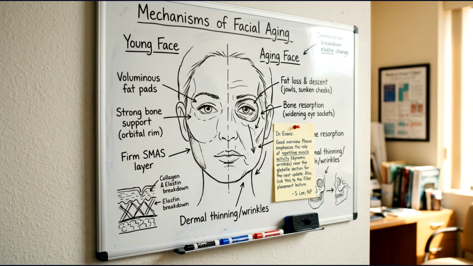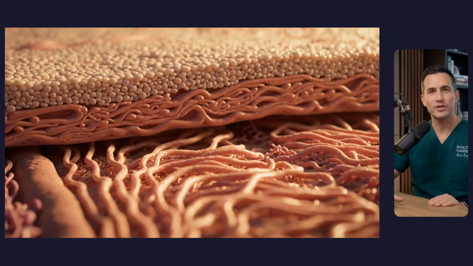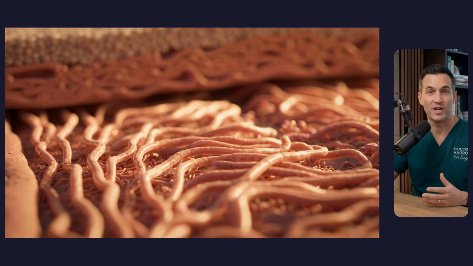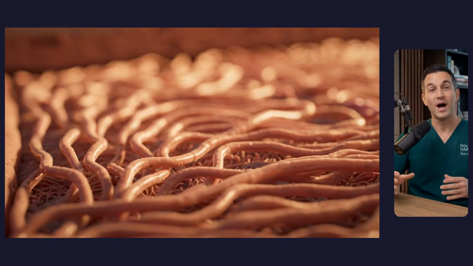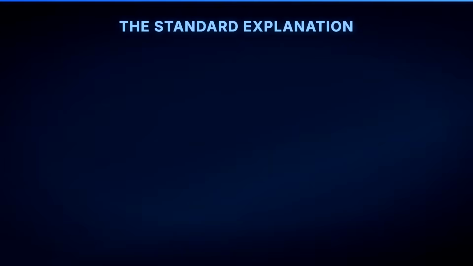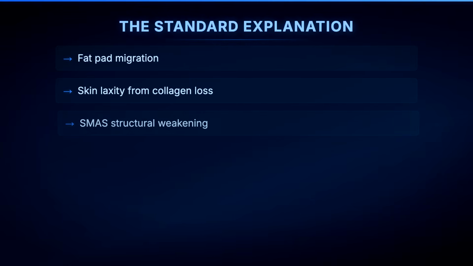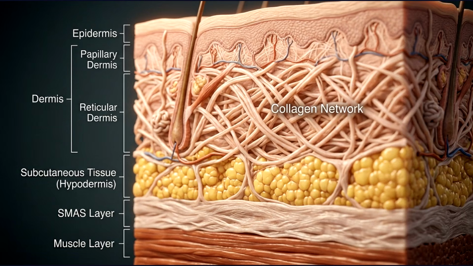The standard explanation for why faces age asymmetrically, the one you'd find in most aesthetic medicine literature, focuses on several well-documented mechanisms. Fat pad migration. The small, discrete pockets of fat distributed throughout the face shift with gravity over years. Skin laxity. Collagen and elastin reduction allows the skin to lose resilience. SMAS changes. The structural support layer becomes less mechanically robust with age. These mechanisms are real. The research supporting them is solid, and I'm not dismissing any of it.